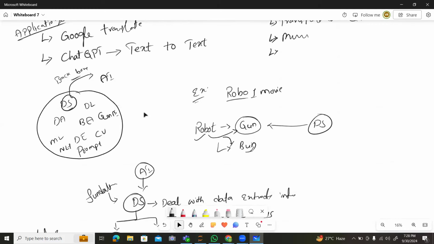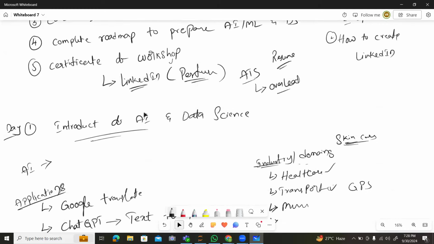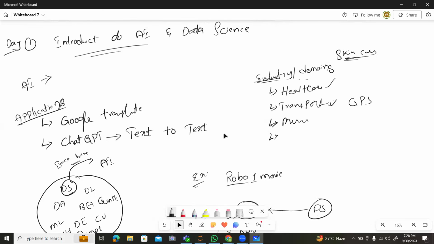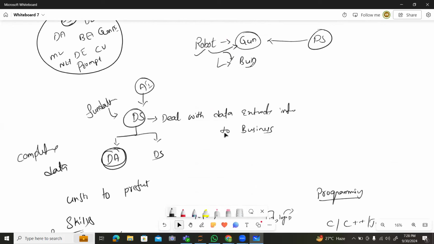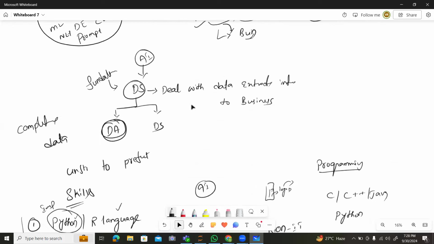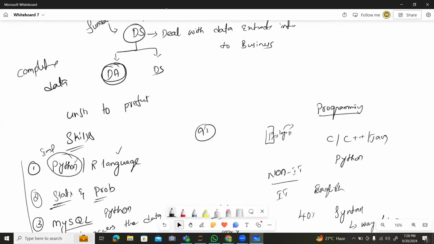This is exactly the overview of data science we have. Tomorrow we are going to see how exactly generative AI works, and what is the relation between data and generative AI. We will also discuss data types. Any doubts up to now, guys?